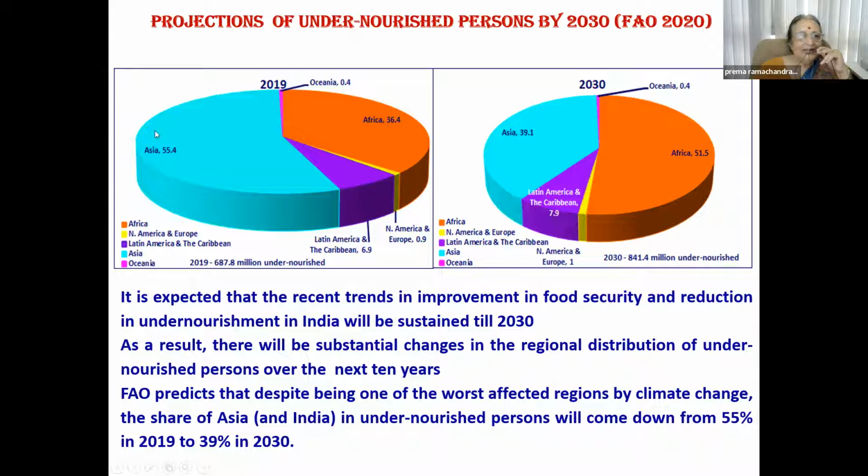In 2019, Asia constituted 55.4% of food insecure people in the world. By 2030, this is the FAO projection, it is not the Indian government's projection, FAO believes that these numbers and this proportion will shrink from 55 to 39. And therefore, even they believe India and Asia can do it.